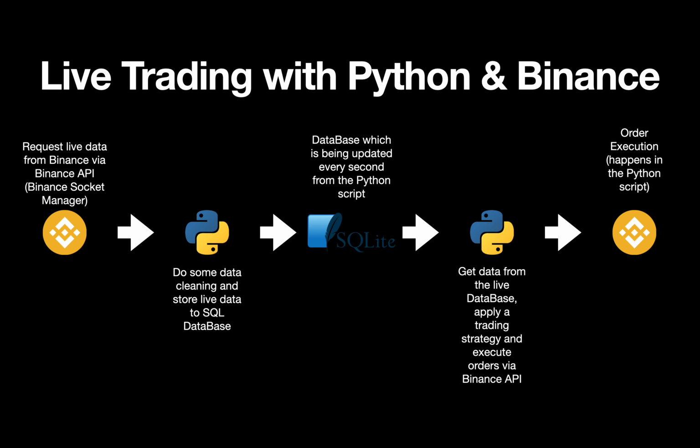I think it's easier to understand what is going on by visualizing in a chart what we are going to do. So first of all, we are requesting live data from Binance via the Binance API. In specific, we are using the Binance Socket Manager. Then we are doing some data cleaning to the requested data with Python and store the cleaned up data in a SQL database. This database is being fed every second with live price data from this first Python script.